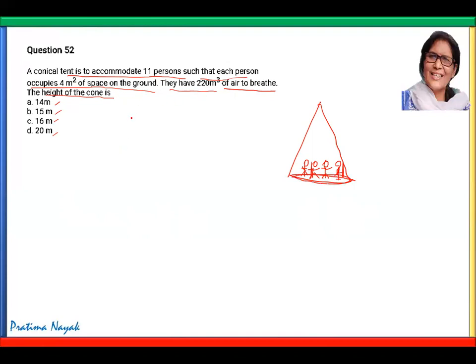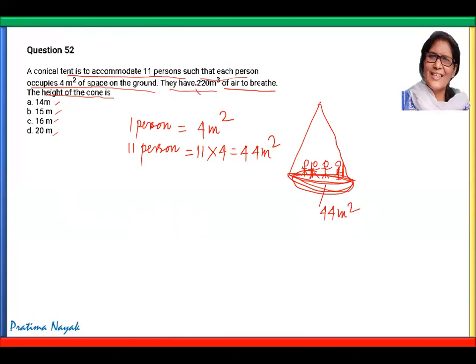So each person needs base area to stand, 4 meters square. So 11 persons are there. So they will need 11 into 4, 44 meters square. So the base area is 44 meters square. Now they need 220 meter cube air. So volume of this tent should be 220 meter cube. Now the question is, what should be the height of the cone so that they will get this much air? That means the volume of the cone should be equal to the volume of air.